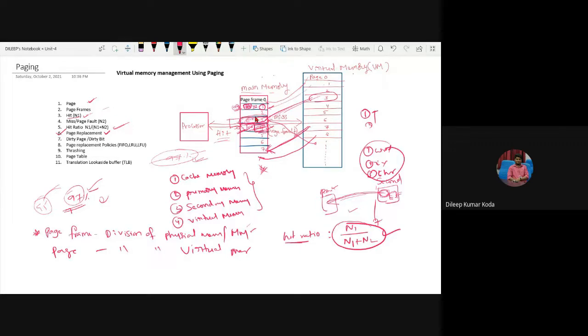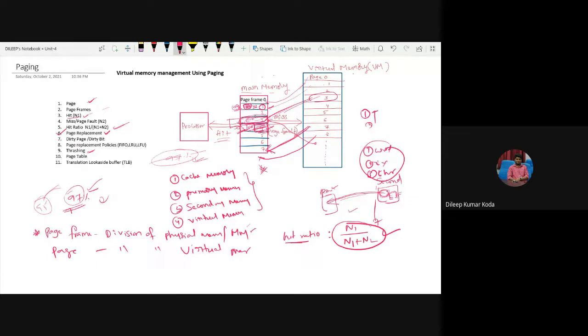That's why this process is called a dirty page or dirty bit. Okay, is this clear? Next, we have several page replacement algorithms. Already I told you, right? And next, thrashing. What is it?